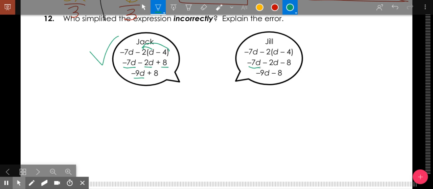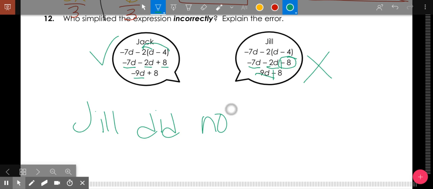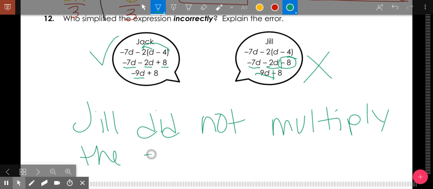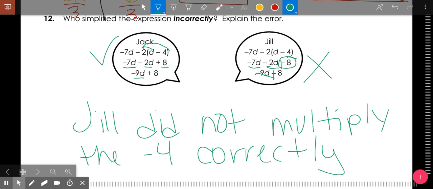Jill, she brought down her negative 7d. She did negative 2 times d is negative 2d. Negative 8 times negative 4. This should be a positive 8. So this should be a positive 8 in her answer. So she did not do it right. So Jill did not multiply the negative 4 correctly. So she should have gotten a positive 8 versus a negative 8.